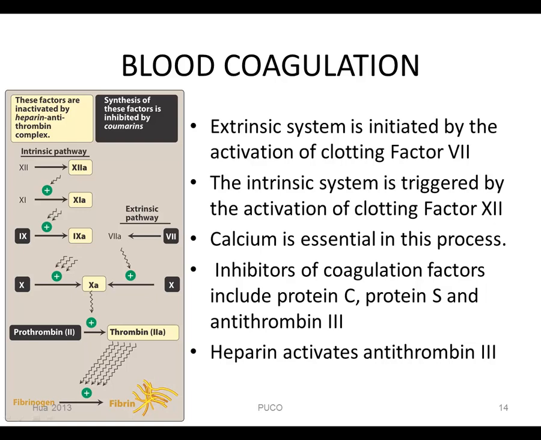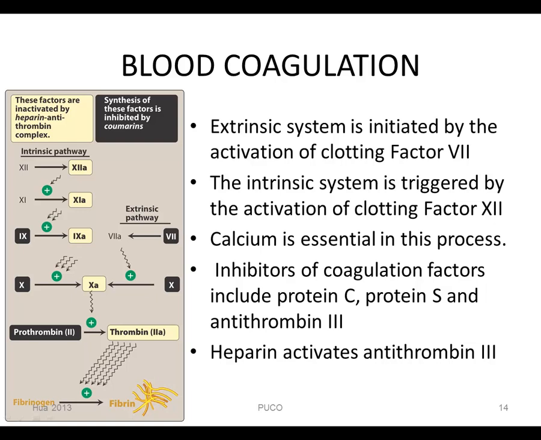The coagulation process that generates thrombin consists of two interrelated pathways, the extrinsic and the intrinsic system. The extrinsic system, which is probably the more important system in vivo, is initiated by activation of clotting factor 7 by tissue factor or thromboplastin. Tissue factor is a lipoprotein that is expressed by activated endothelial cells, activated leukocytes, subendothelial fibroblasts, and subendothelial smooth muscle cells at the site of vascular injury.